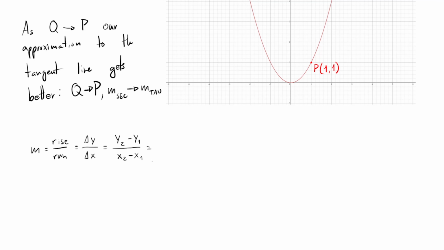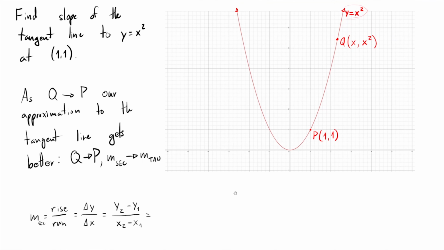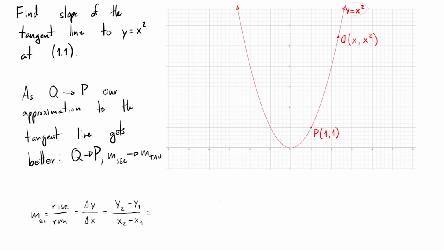Well, if we're specifically talking about the slope of our secant line, then we can go back up here and see what y2 and y1 actually are. Okay, so y2 is actually x squared. So x squared minus y1, which is just the value of 1, divided by x2, which is just x, minus the value of x1, which is just 1. So if we're talking specifically about our secant line, our rise over run is going to be x squared minus 1 over x minus 1. Okay?